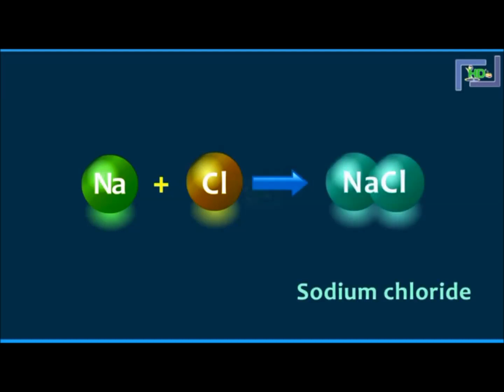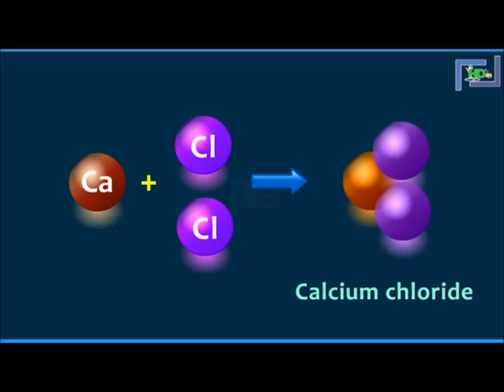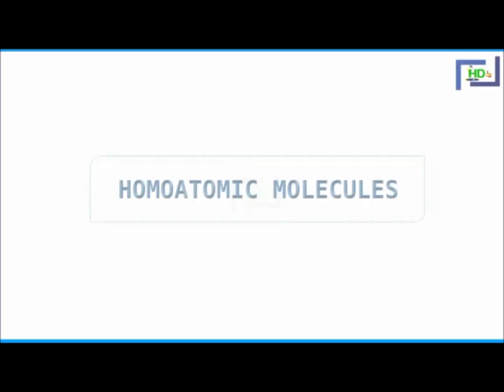Similarly, sodium and chlorine combine to form sodium chloride. The formula for sodium chloride is NaCl. Calcium and chlorine are combined to form calcium chloride, and the formula of calcium chloride is CaCl2. Now we take the formulae related to some homoatomic molecules.